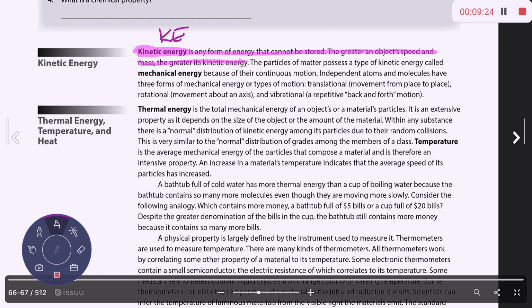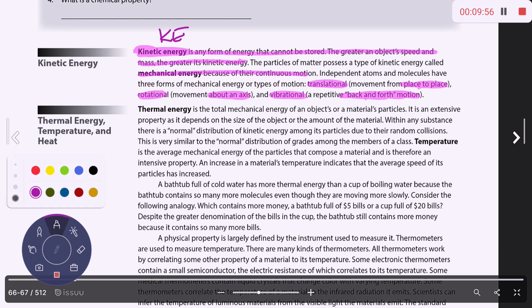And kinetic energy that exists in particles of matter is called mechanical energy, and that's because they're constantly moving. So they have 3 different types of mechanical energy or 3 different types of motion, okay? They can have translational, which means they move from place to place. They can rotate, so that means they move about an axis, and they can vibrate in place. When you're in the solid phase, the only motion or kinetic energy or mechanical energy that you have would be vibrating in place or oscillating in place, okay?